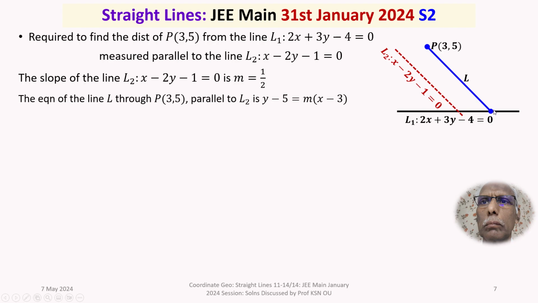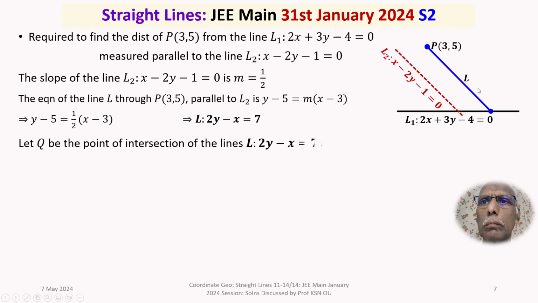So this is the point Q, and the distance between P and Q you have to find out. Put m equal to 1 by 2 and simplify. You will get the equation of the line L as 2y - x = 7. Agreed. So now let Q be the point of intersection of L and L1. L is this one and L1 is this one, so Q is this one. So find out the coordinates of Q, then find the distance between P and Q.